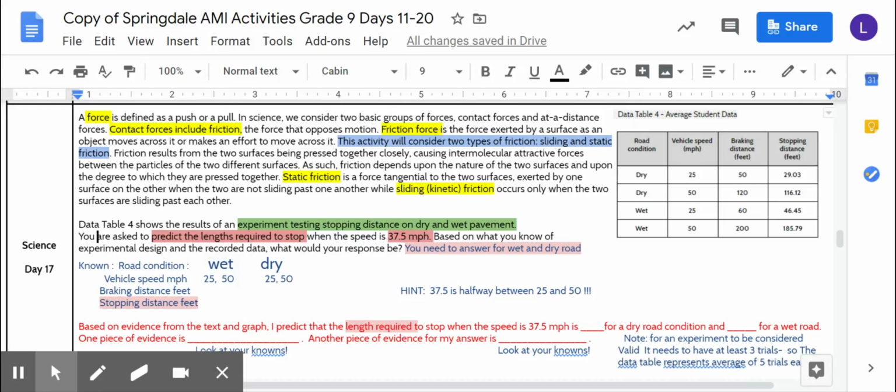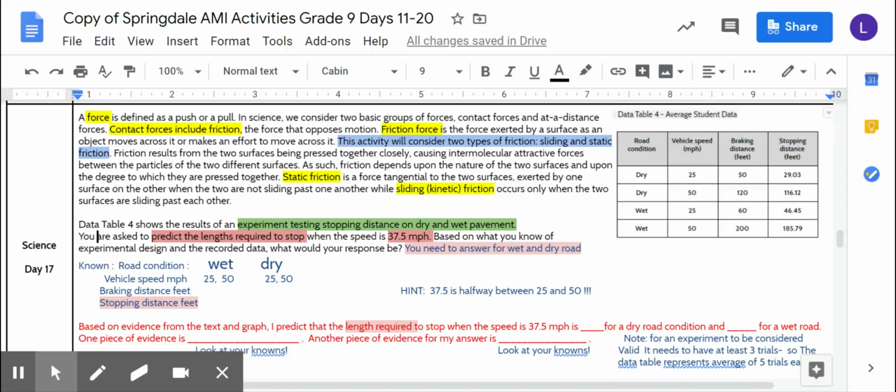So the question wants to know what the stopping distance would be if you were going 37.5. And I put in here a little hint: 37.5 miles per hour is halfway between the 25 and 50. There's a little hint for your calculations there. So do we need to even read anything on here? The answer is no. This is all background information.